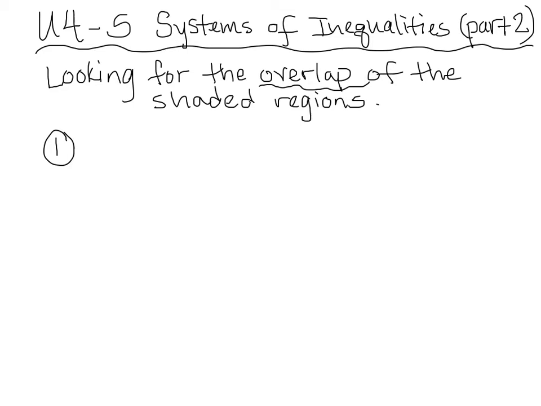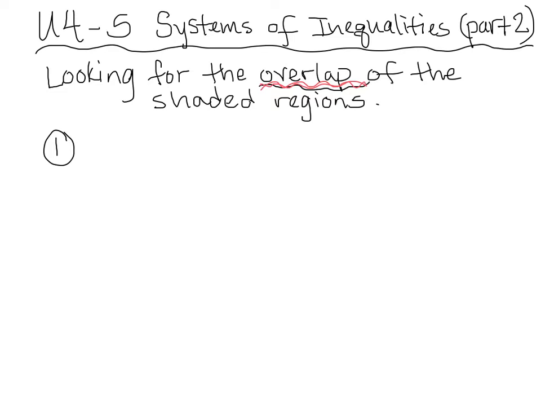So you might remember that with a system of inequalities, we are looking for the overlap of these shaded regions. Okay, so we have these graphs with some shading, and we're looking for where the shading overlaps, and that's our final solution region, and we shade that nice and dark.